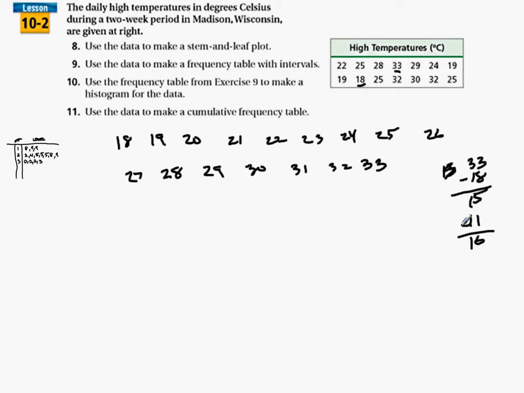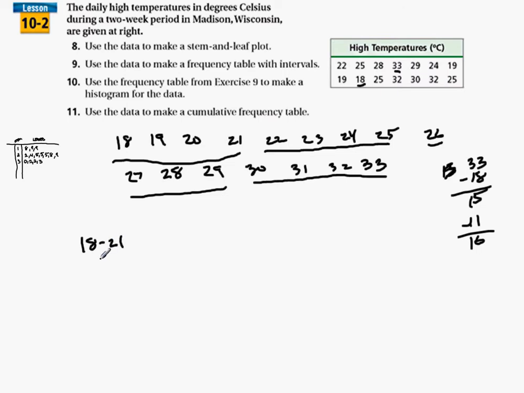So if we were to go 4 units apiece, 18, 19, 20, 21 would be one group. 26 through 29 would be a group, and 30 through 33. So those are the intervals we're going to create: 18 to 21, 22 to 25, 26 to 29, and 30 through 33.